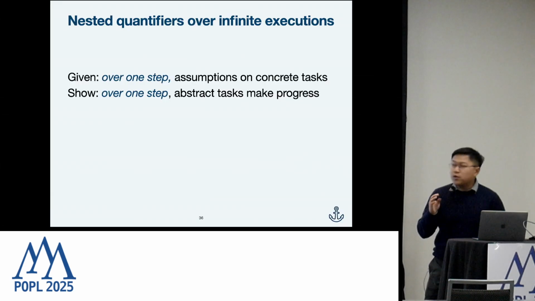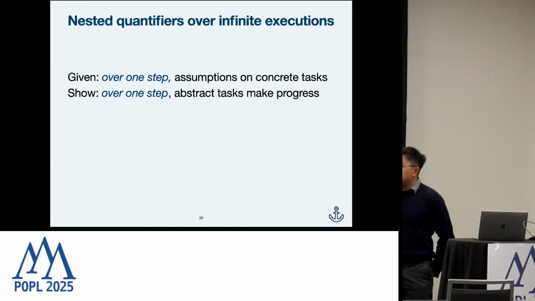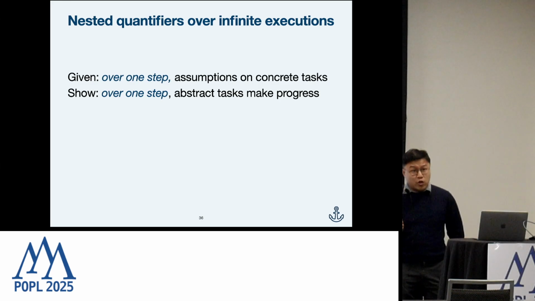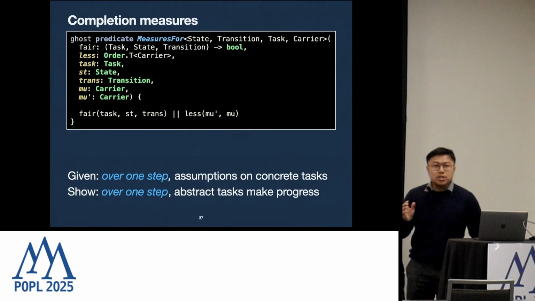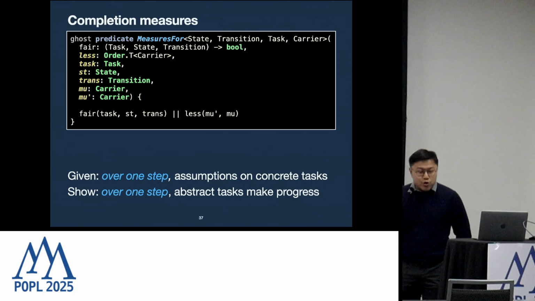So intuitively, we should be able to show that, suppose we have some arbitrary step, and we have some assumptions on the progress of the concrete tasks in the system. It should be sufficient in order to prove liveness to show that over the same step, the abstract tasks also make some kind of progress. We'll formalize this with something we call a completion measure. So here it's denoted mu.